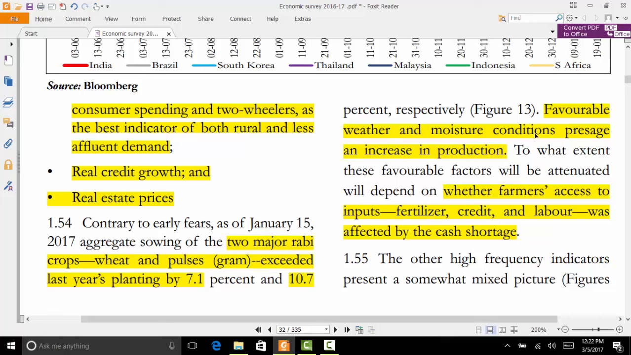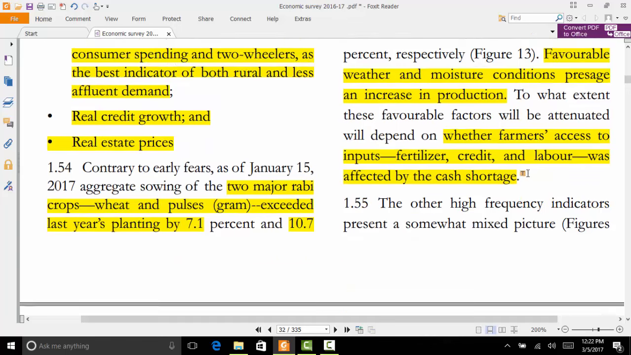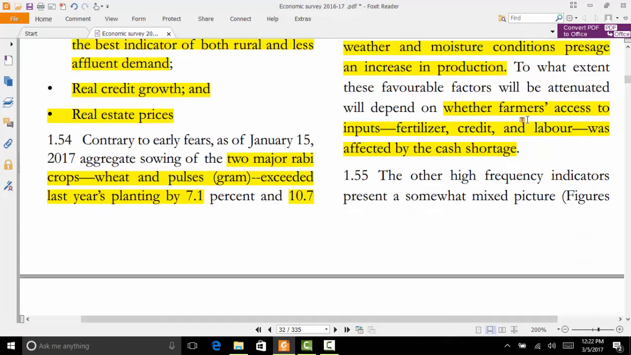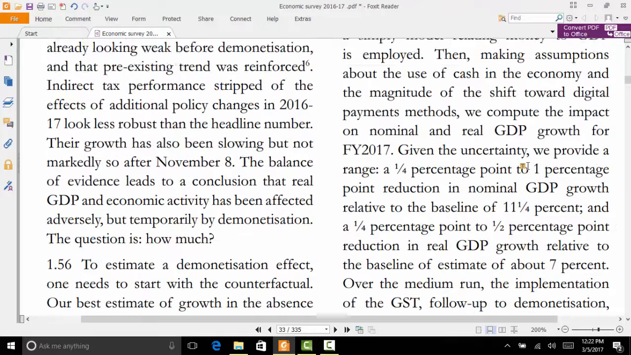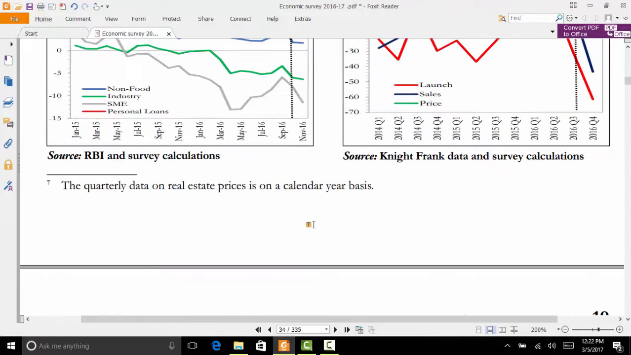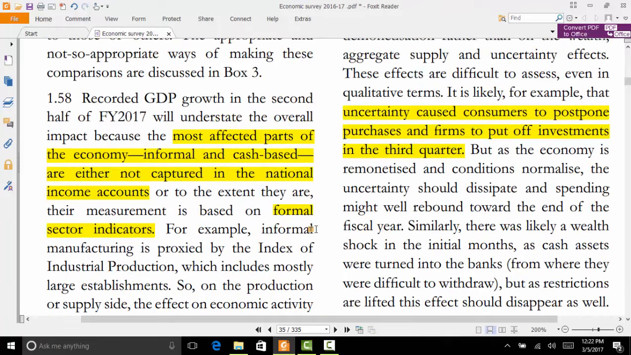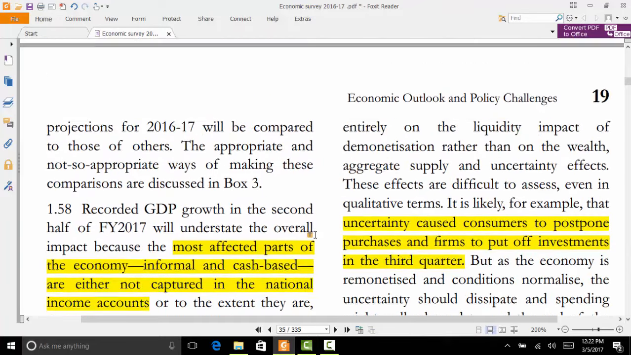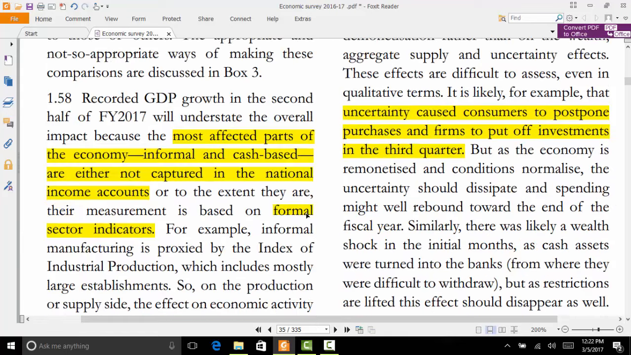Why rise? It has told the weather conditions were good, and to what extent demonetization will have impact will depend upon their access to the inputs. Come to the next. Then in 1.58, page number 19, it discusses its most affected impact on the informal and cash-based economy.